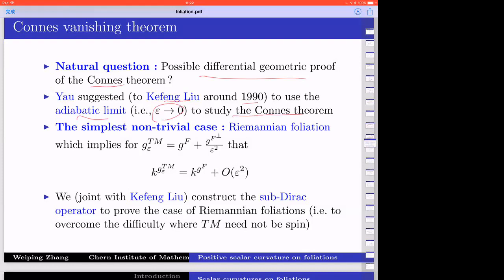The simplest known trivial case is the Riemannian foliation, because the total manifold is not spin. In this case, you have positive scalar curvature, because as epsilon goes to 0 you get this positivity, but you do not have spin structures. So in our first attempt, when Kefeng Liu visited me at the beginning of the 1990s, we tried to overcome this difficulty, and it turns out you can overcome it easily. We used what we call the sub-Dirac operator, to prove the case of Riemannian foliation in an easy way without using these generalizations of the families index theorem.